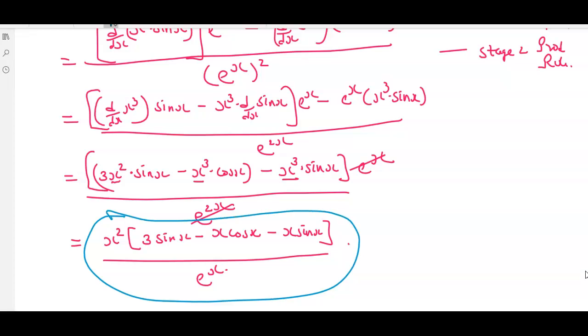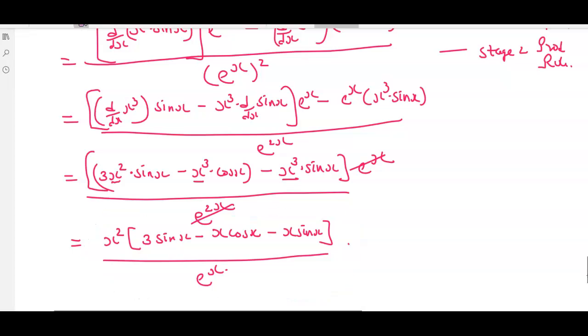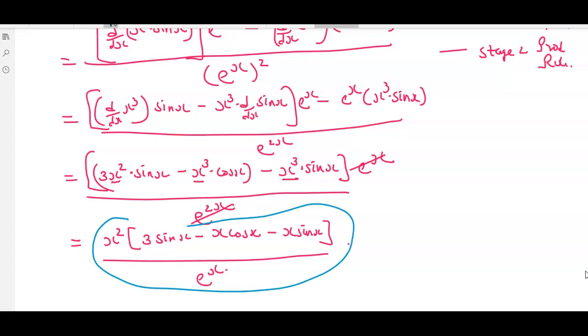Now I landed up at this particular answer. If you want to simplify, you can go for simplification if required. If it is not required, then don't poke your nose into that particular question, because that is going to be quite critical.